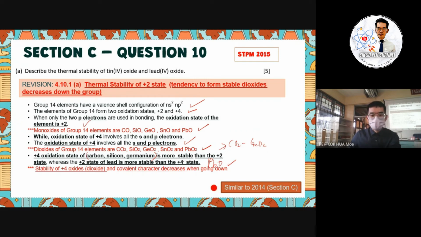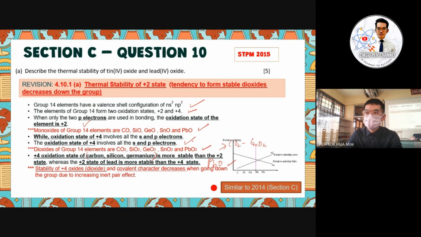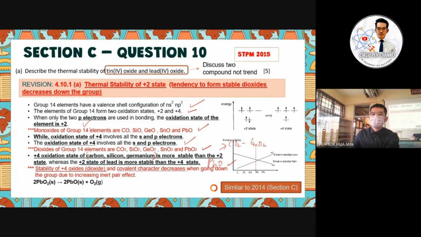Okay, so we discussed that the covalent factor decreases, or the ionic factor increases, going down the group, due to the inert pair effect. So we discuss all the same thing. You see, we read the same info from the notes again. Okay, you give the equation, but here we discuss more about the comparison between the two compounds.